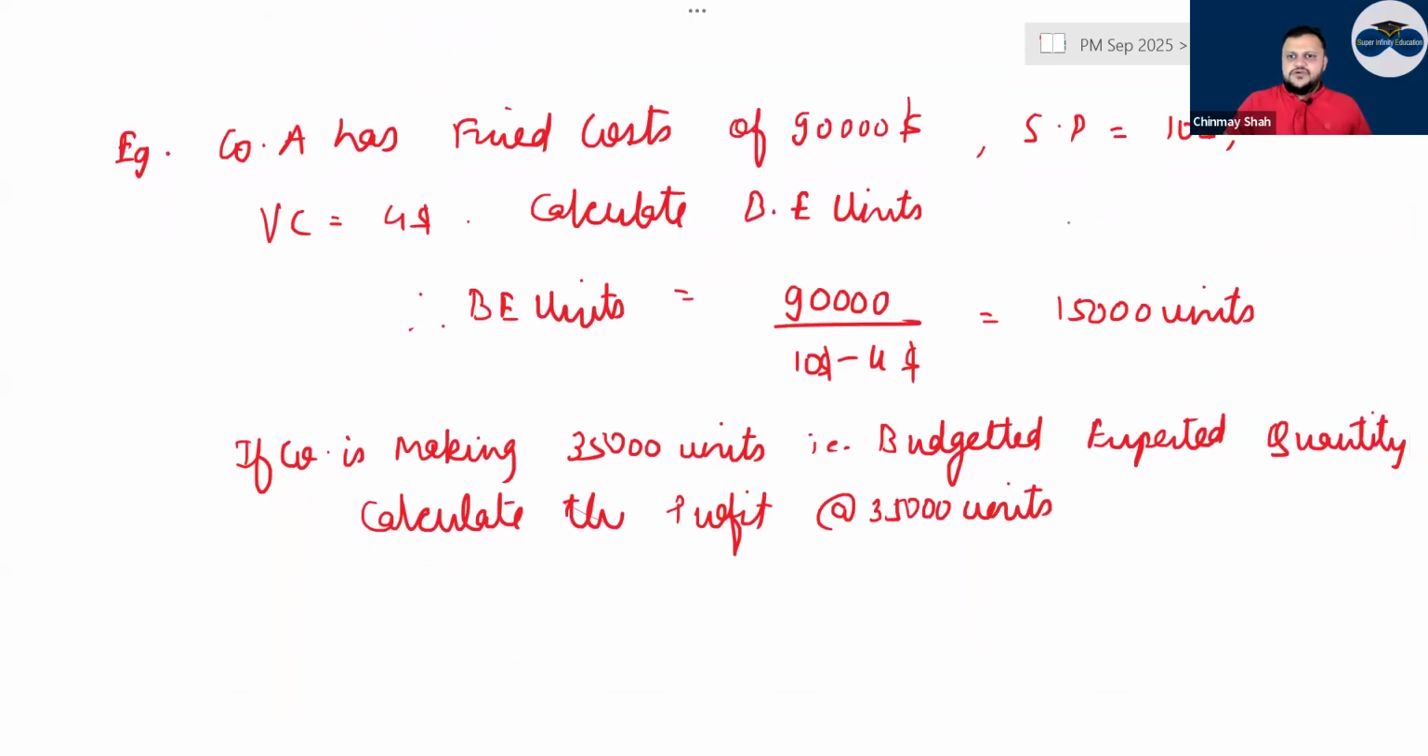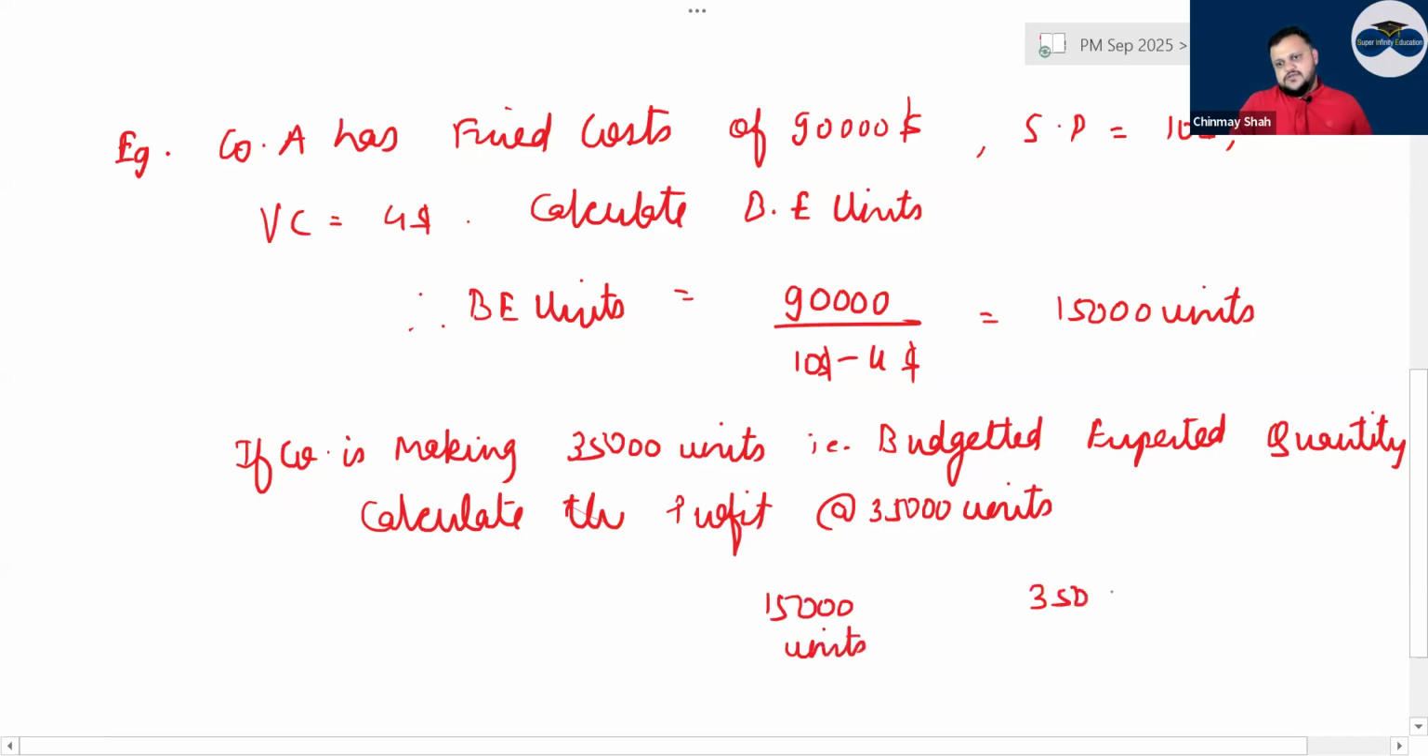Can we do it? 35,000 units. How will you do it? Tell me how much will be the sales. How many units? One minute. Let's do one thing. Do two columns. 15,000 units. Okay. 35,000 units. Will that work? Tell me.